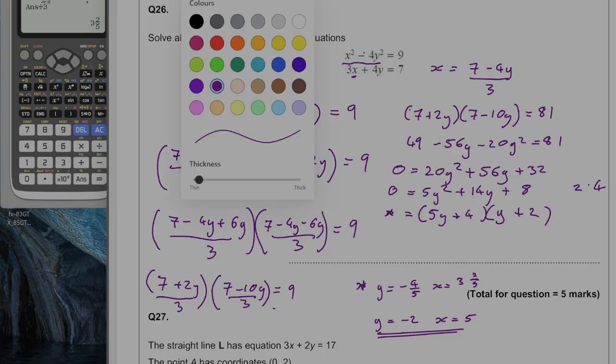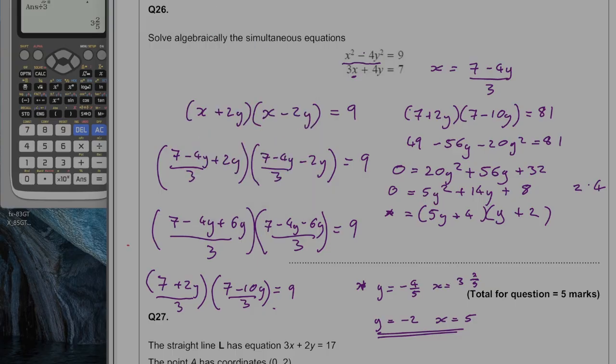So I'll change pen color just to make it a bit clearer. So my solutions are y is equal to minus 4/5 and x is equal to 3 and 2/5, or y is equal to minus 2 and x is equal to 5.